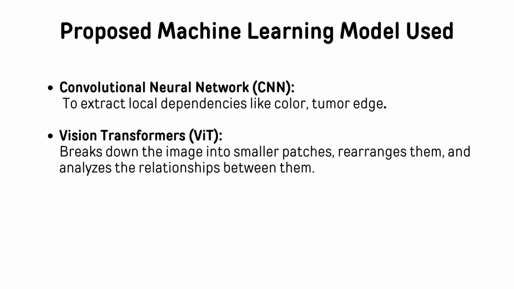The proposed machine learning models are convolutional neural networks and the vision transformers. We shall look at how they work. Before we use the vision transformers, the image is passed through the convolutional neural network layers, from the input layers, to extract the different local dependencies like color, the tumor edge, and many other things within the scope of all the regions of the brain which are related to tumors.